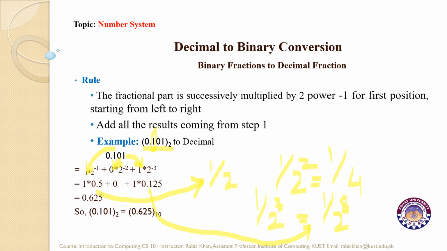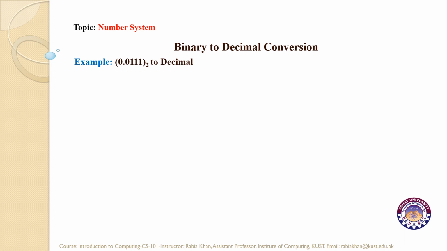Let's move on to another example. We have another binary fraction, and we need to convert it into a decimal fraction. The binary fraction is 0.0111. So again, starting from the very left, we need to multiply it with 2, but the power of 2 will start from -1. So here's the number, and this is how we convert it.